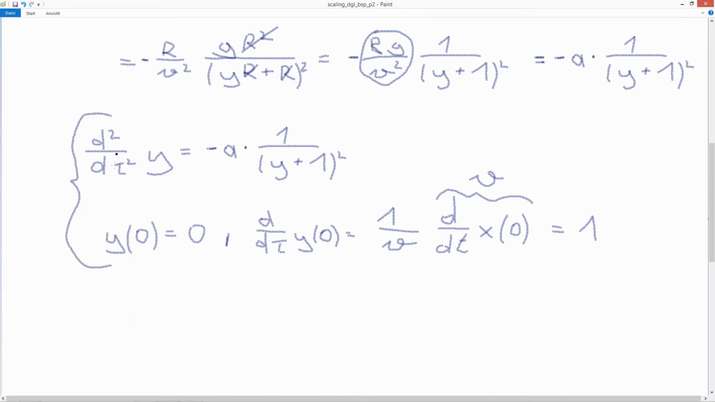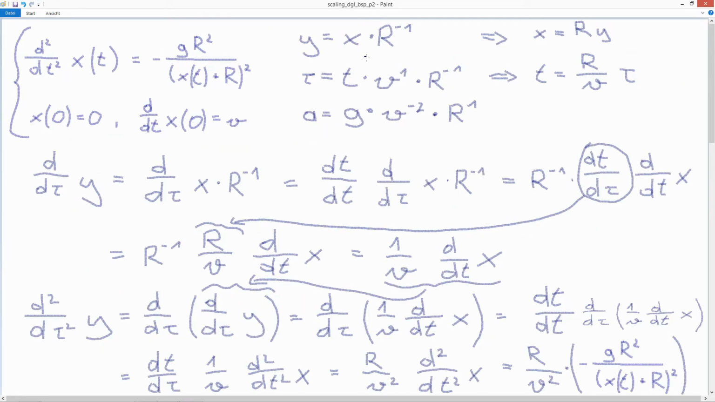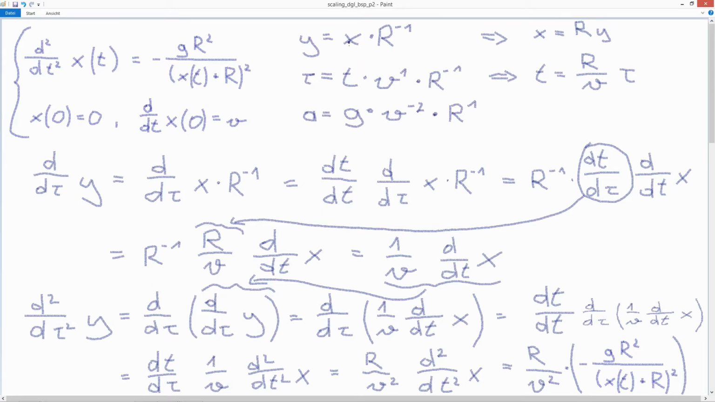is our new differential equation, which is scaled and dimensionless. So this here is the differential equation, and here we have the new boundary conditions. When you have to work with the differential equation, you can always use the scaled differential equation. So you can do all your calculations with the new variables y and tau, and in the end, when you are done, you can go back to your original variables x and t using these relations here.